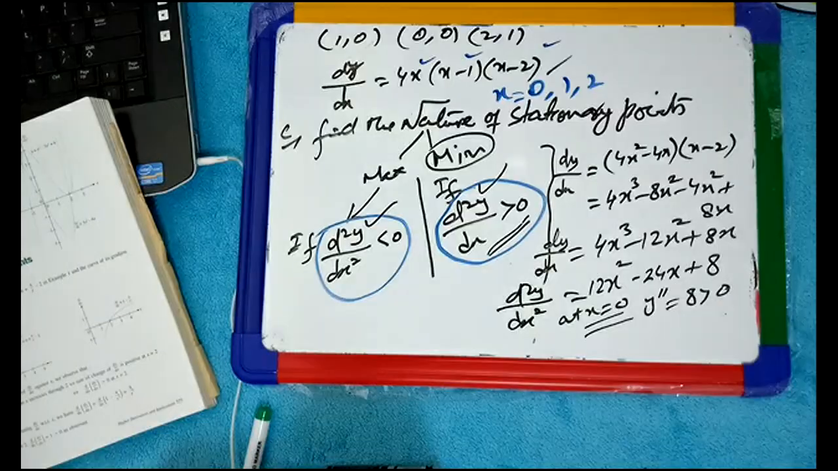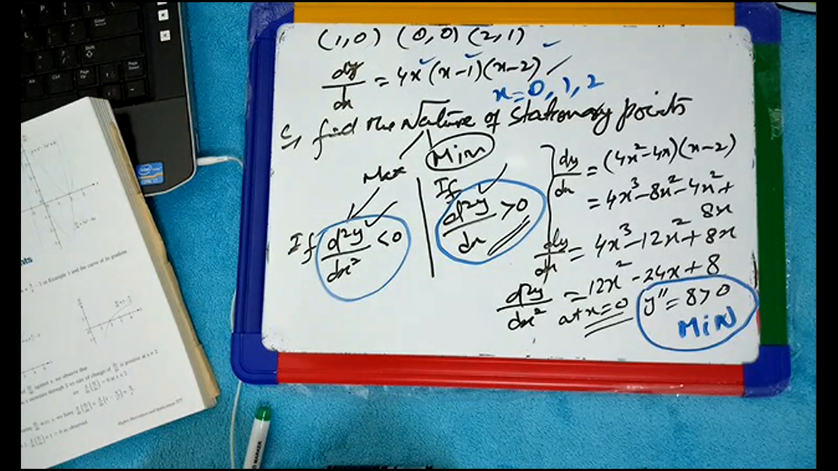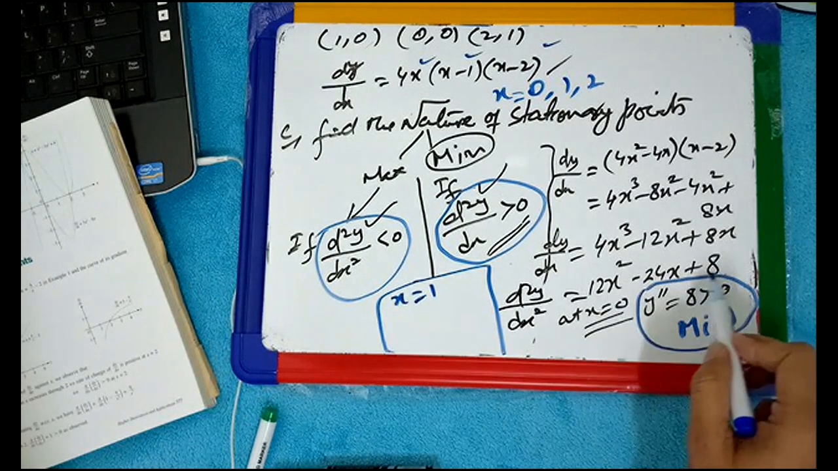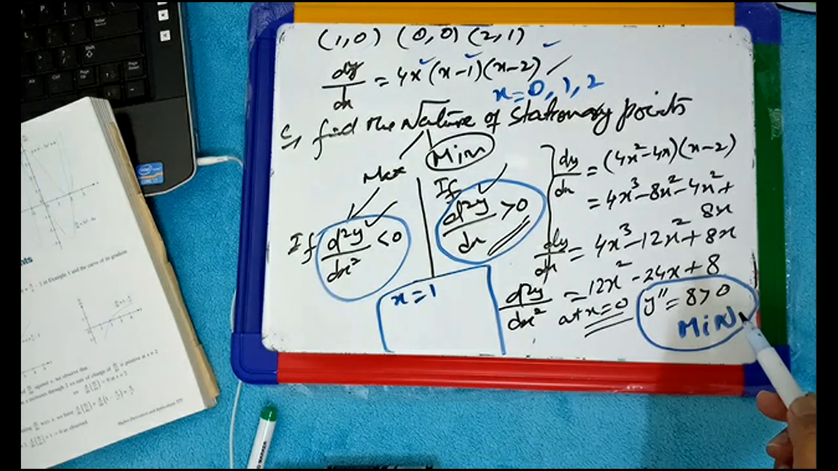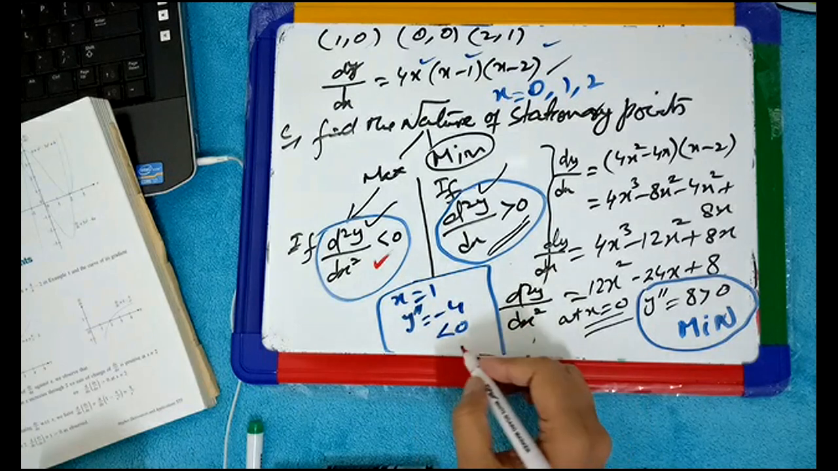Okay, good. The first one we got. Now we will try the second one. Now I am trying x equal to 1. If you put x is equal to 1 over here, tell me the answer. It will be 12 minus 24, which is minus 12, minus 12 plus 8, so it's minus 4. This is less than 0, right? So the function is maximum.